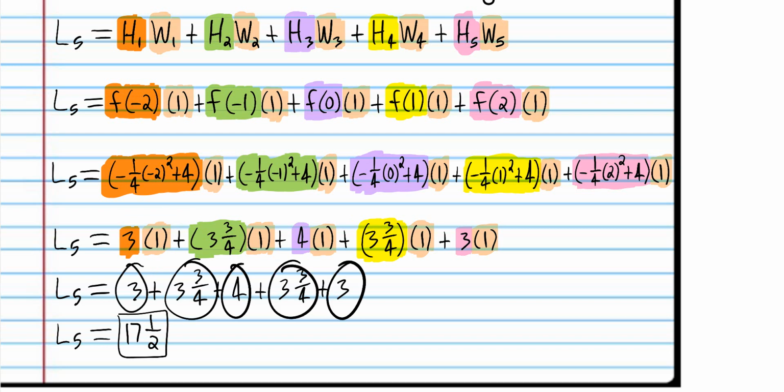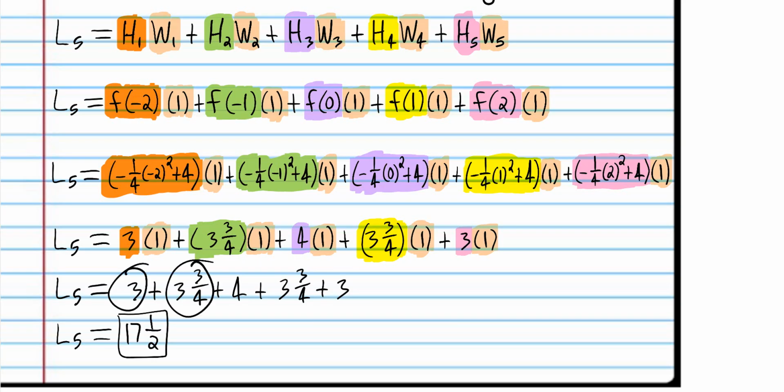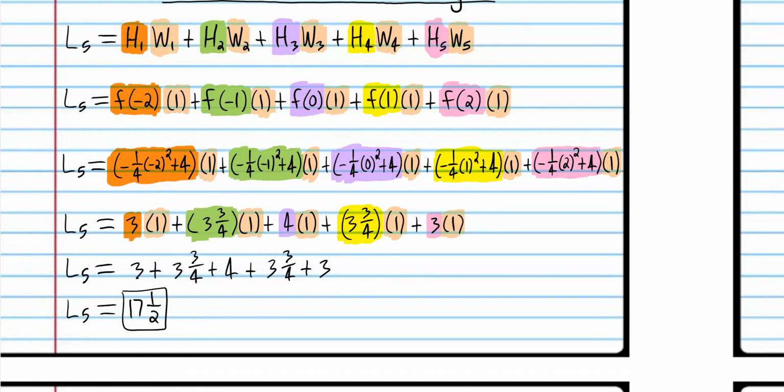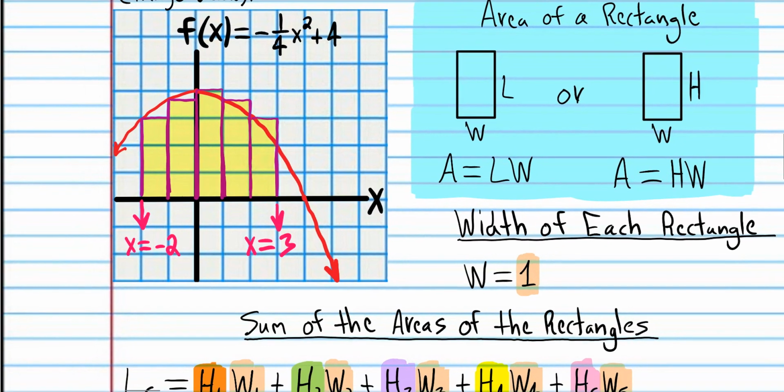So it's very important to understand that each one of these numbers, 3, 3 3/4, 4, 3 3/4, and 3, they represent the area of one of those rectangles. So this is the area of the leftmost rectangle, this is the area of the next rectangle, and so on and so forth. So again, there's 5 rectangles, so we have 5 numbers. Add them all up and we get 17 1/2. And that's an estimate for the area under the curve.